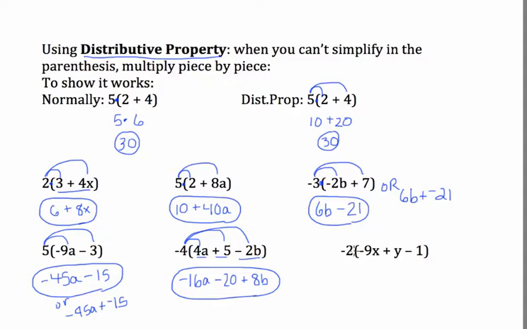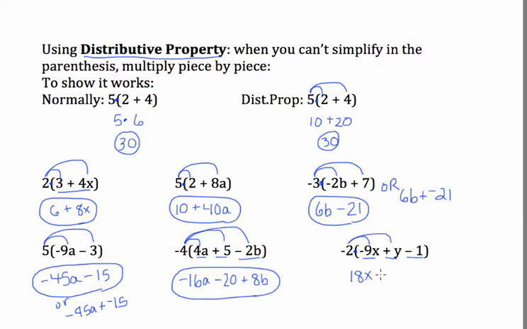Again, negative 2 times something in parentheses. I'm going to use the distributive property. Notice I have to use a distributive property. I can't do normal order of operation because I cannot add any of these things together. If I could, I would, but I can't add them. They're not like terms. Therefore, I use the distributive property to get around order of operation. Negative 2 times negative 9 is a positive 18x.